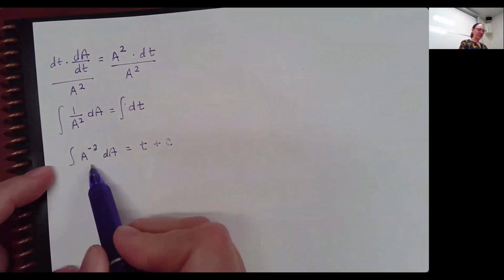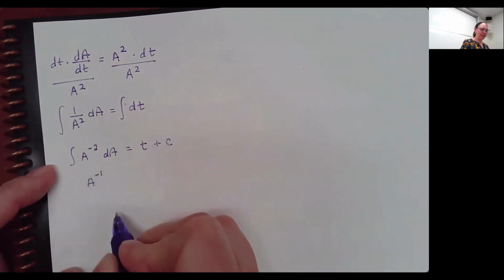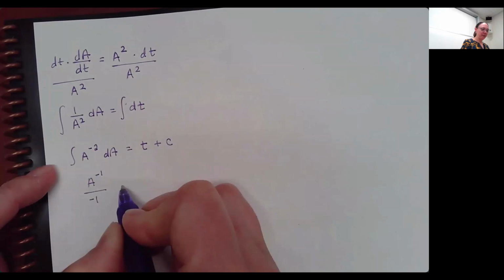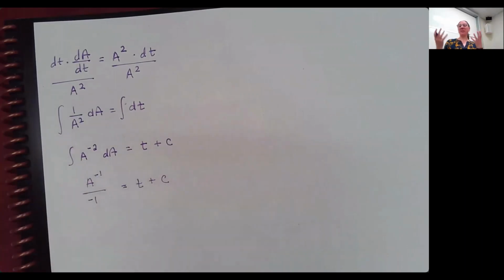Here, if I take that antiderivative, adding 1 to the exponent, I'd have a to the negative 1 divided by negative 1. I don't need to put a constant on both sides, because if I did, they're not the same constant, and if I subtract one over and kind of recollect them, I'm still back to just 1 constant.